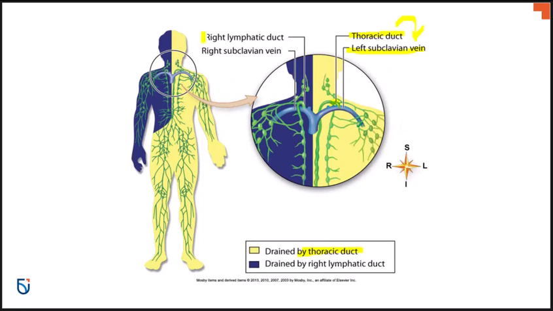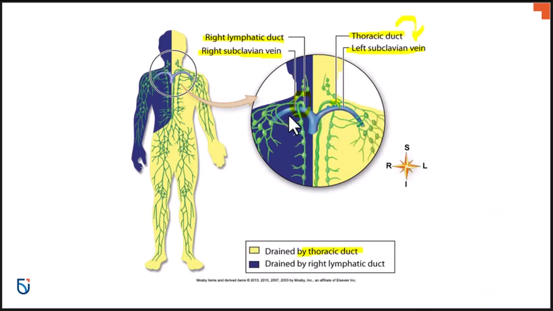On the other hand, the right upper quadrant here, so right half of the head, upper part of the right abdomen, thoracic area, shoulder and arm, this right side is eventually going to drain all of this fluid into the right lymphatic duct, which will then drain into, and you can see the connection shown here, the right subclavian vein, also adding that fluid back into our circulatory system.